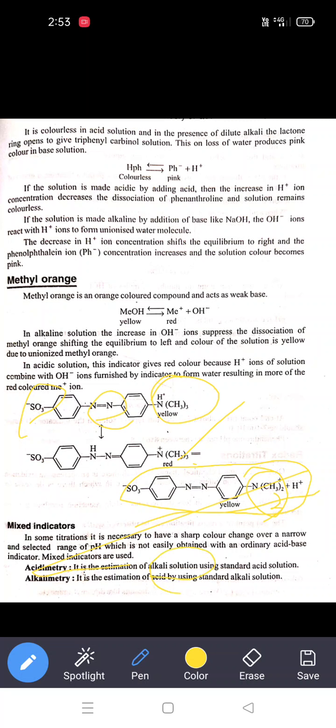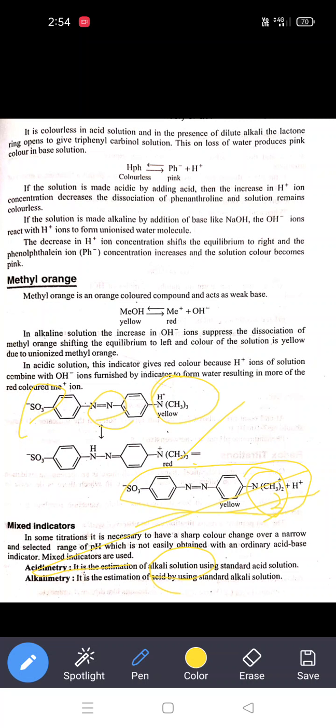For the alkali solution we are using standard acid solution. In alkalimetry it is the estimation of acid by using standard alkali solution, the vice versa. For example, in acidimetry we know the concentration of acid, we don't know the concentration of alkali. In alkalimetry we know the concentration of the alkali, but we don't know the concentration of acid. This way we can understand how to conduct the acid base titration.